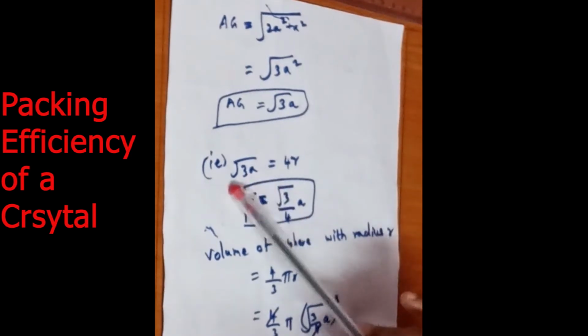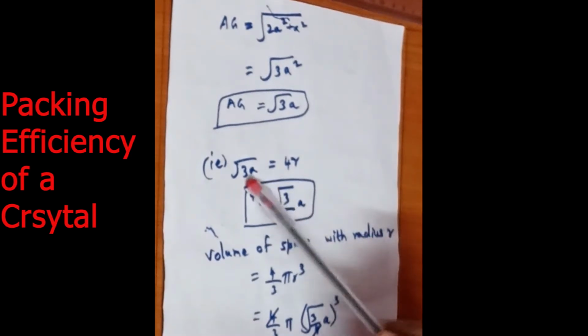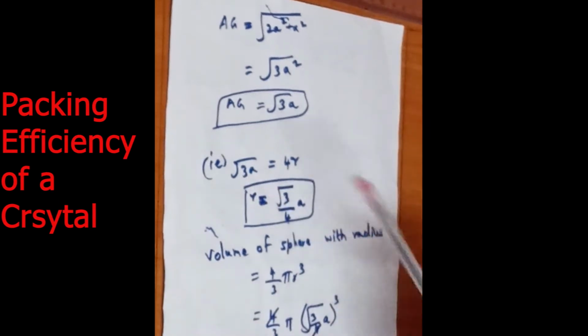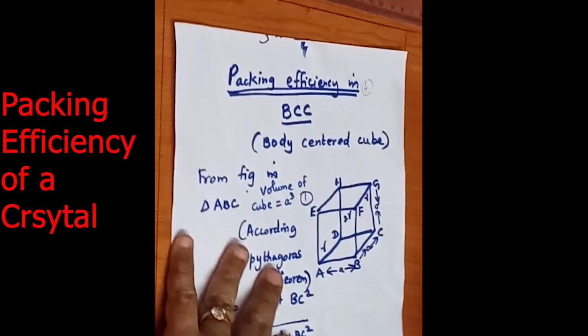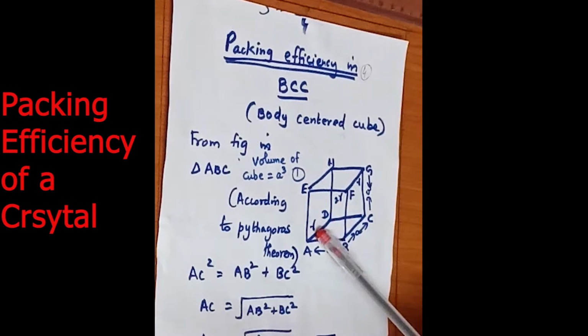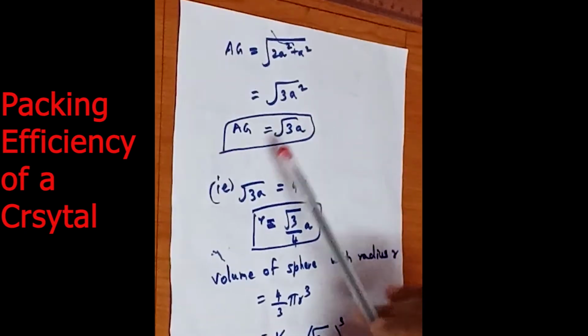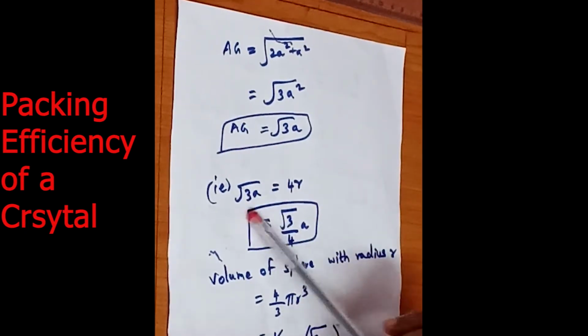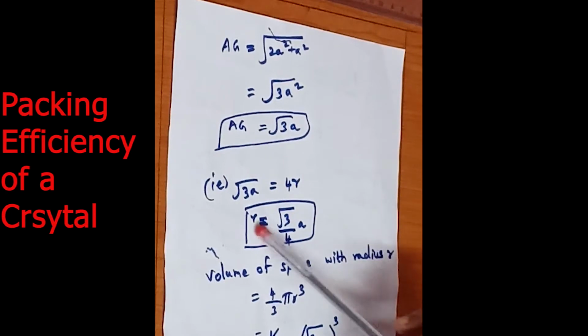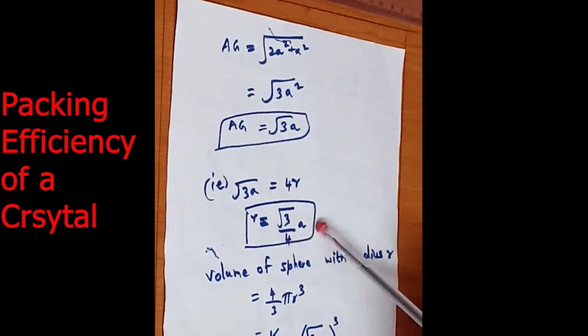So we know that root of 3A is equal to 4R. This is from the figure. Here 1, 2R plus 1, 3R, here 4. So totally 4R. So AG, that is root of 3A, equal to 4R. So the radius R can be determined. So R equal to root of 3 by 4 A.